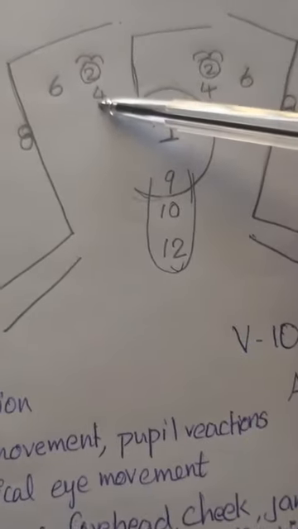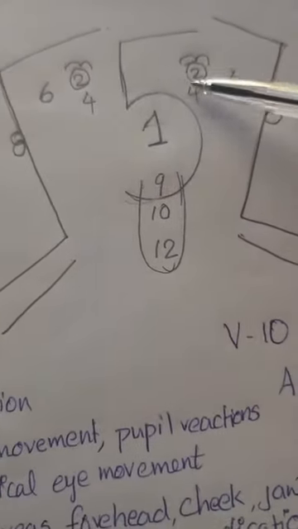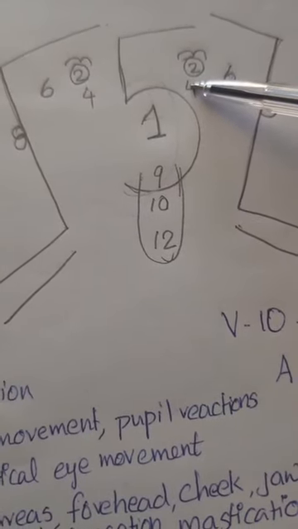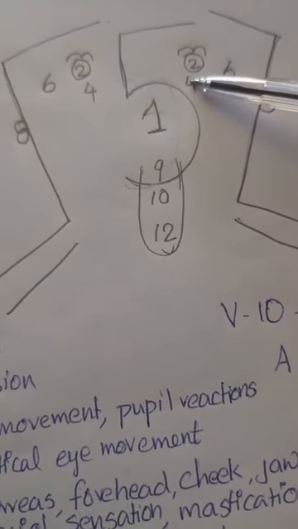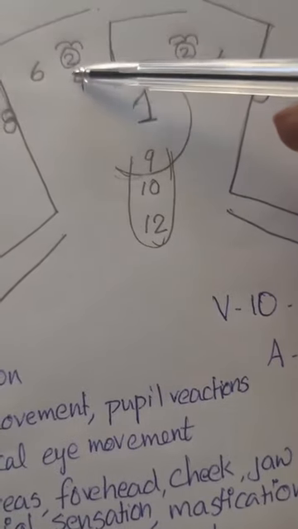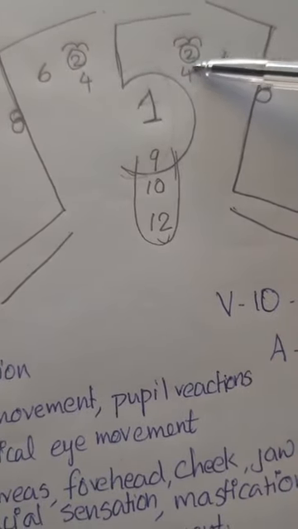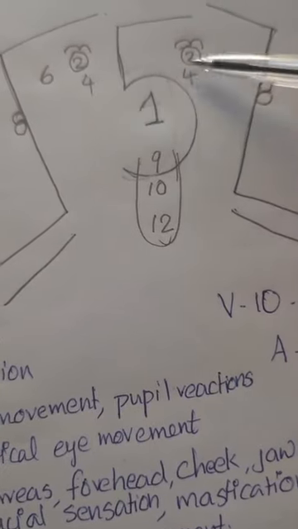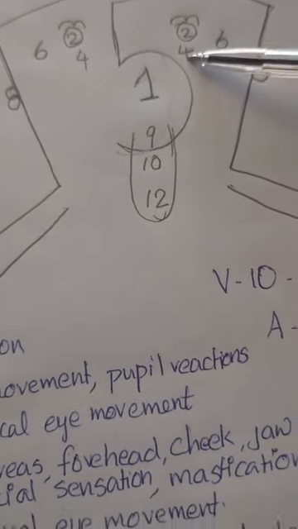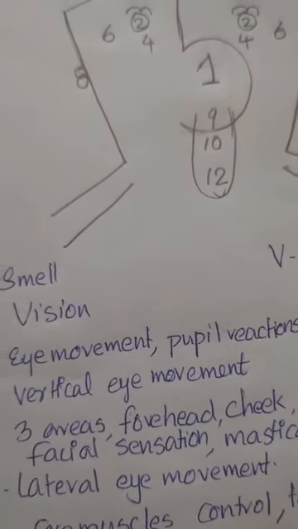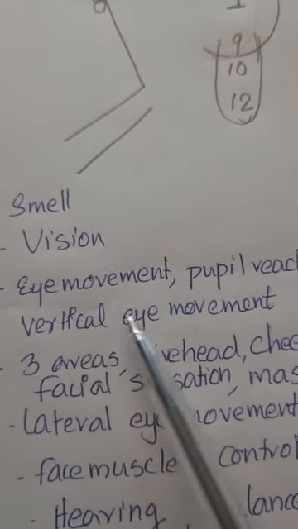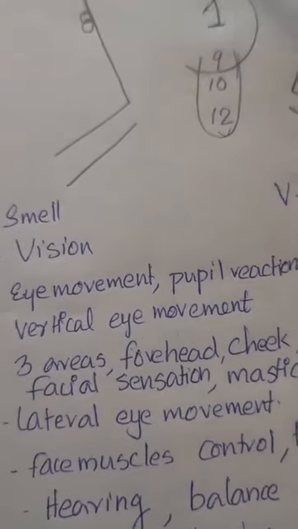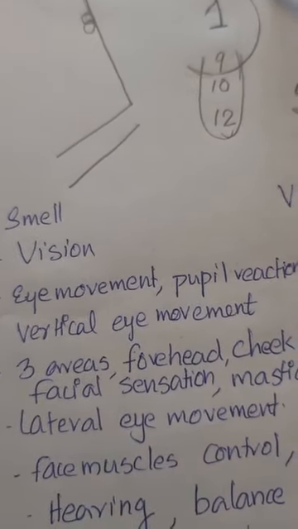Then the fourth one you see just below the eyes. That is T, trochlear. If you look here, it's like a vertical line in 4. So this is responsible for vertical eye movements. So 4, vertical eye movements.